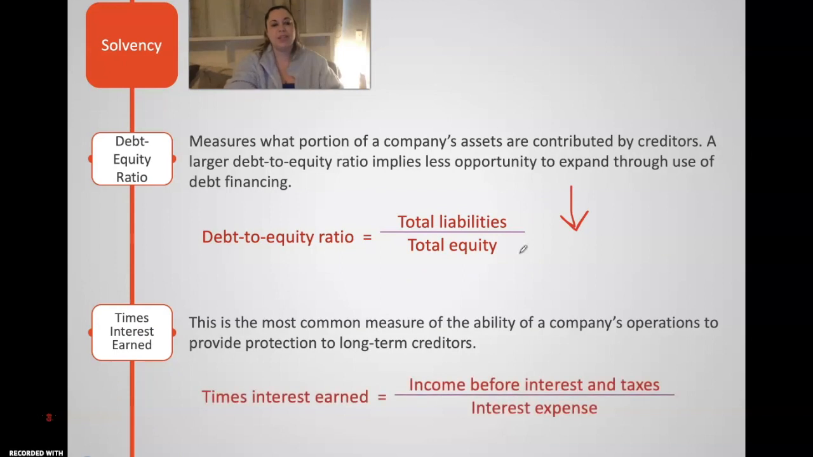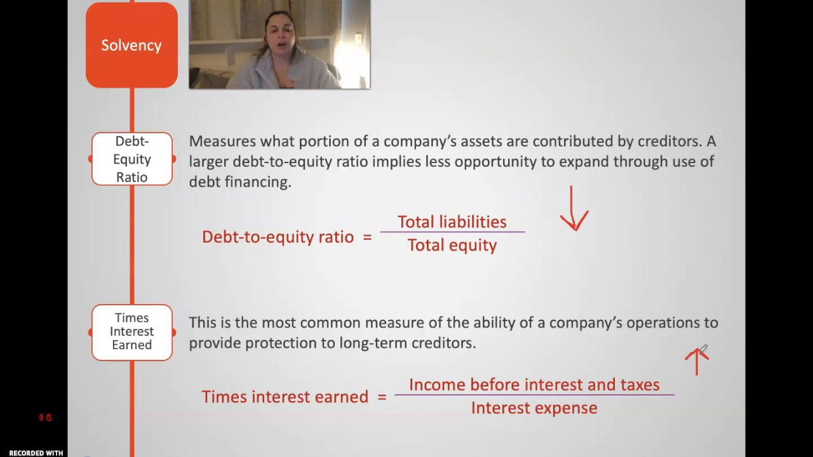Okay, times interest earned. This is the most common measure of the ability of a company's operations to provide protection to long-term creditors. So basically, out of the income we're making, can we pay our interest expense? Because we do owe that to the people we borrowed money from. So can we pay our interest? And we want a higher number here. We want to be able to pay our interest many, many times. Definitely something higher than one, and the higher the better.